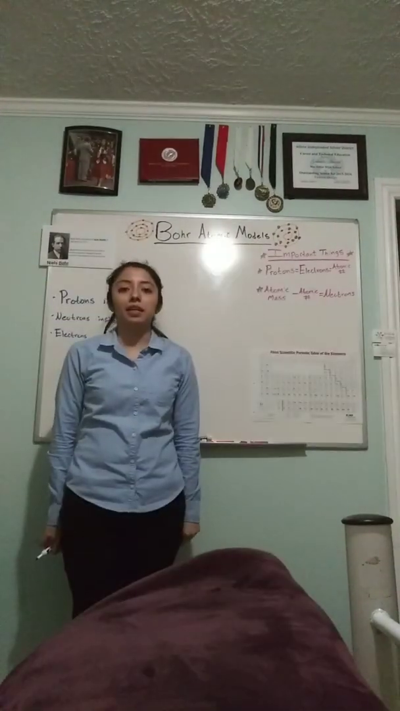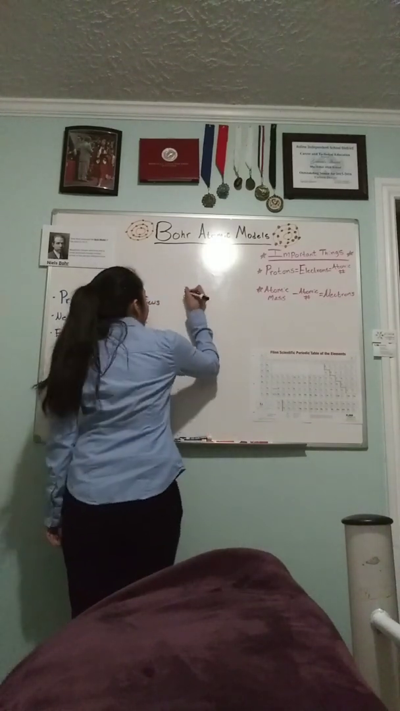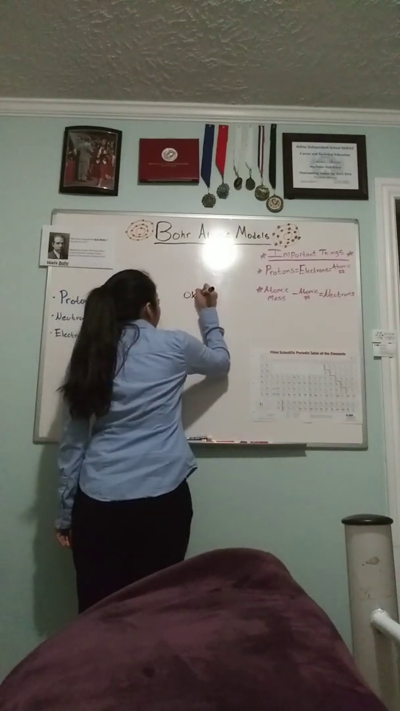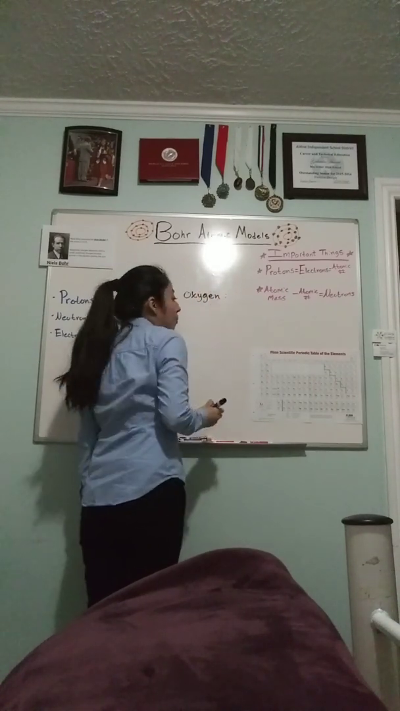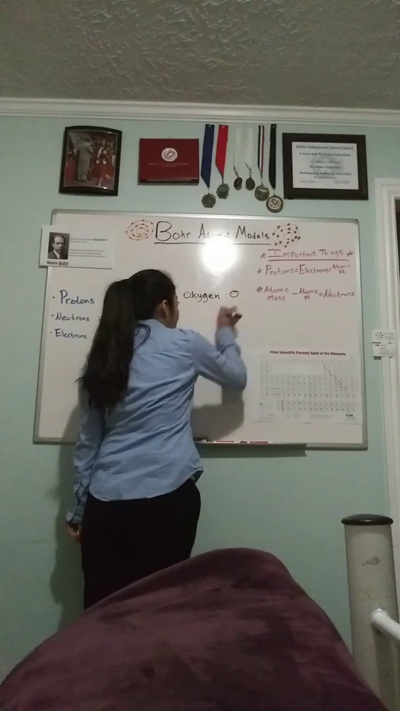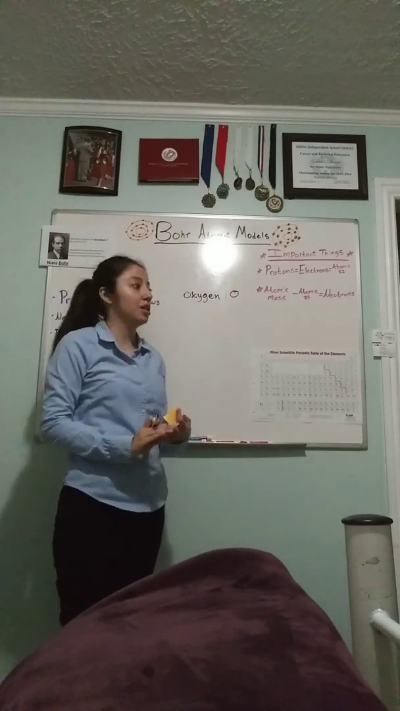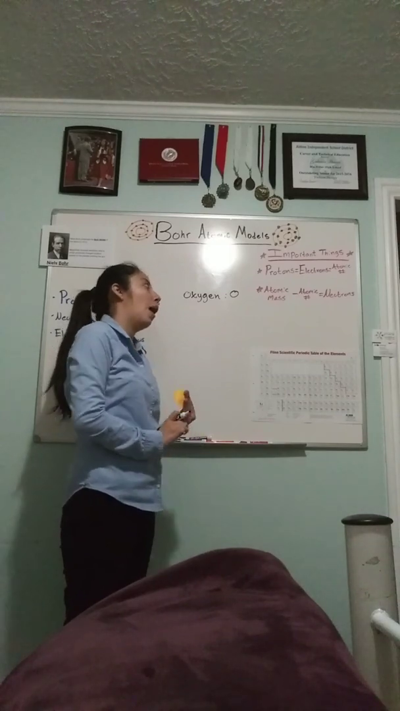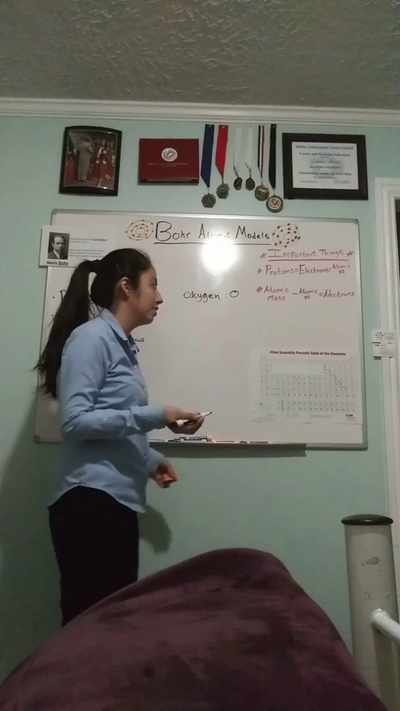Now let's look at an element. Let's look at oxygen. Oxygen symbol, it's an O. Let's find out what the atomic mass is, the atomic number, how many neutrons it has, how many protons, and how many electrons it has.